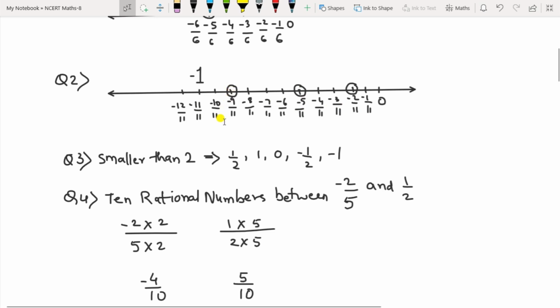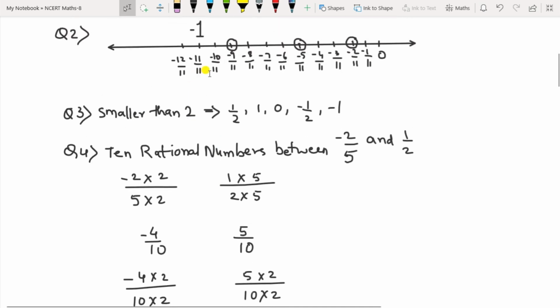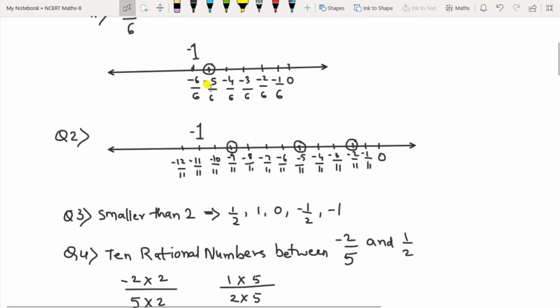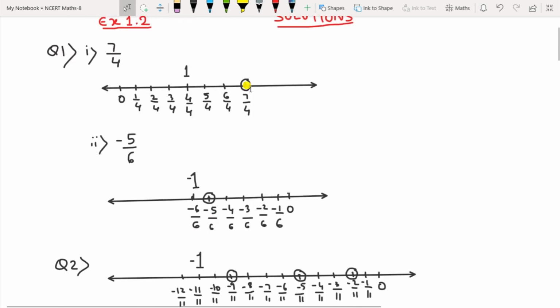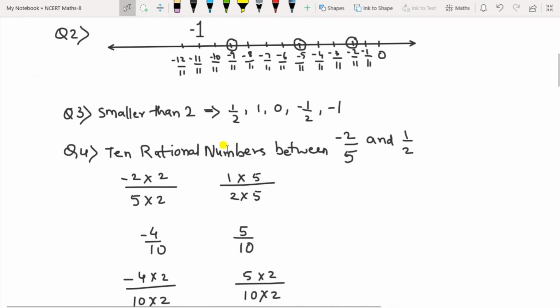Okay. Question number 3 is write 5 rational numbers which are smaller than 2. We can write any rational number from the number line which is smaller than 2. So that is 1 by 2, 1, 0, minus 1 by 2, minus 1. Smaller than means we have to go to the left hand side. Those numbers are called the smaller numbers. So from positive to negative, we can write any rational numbers.